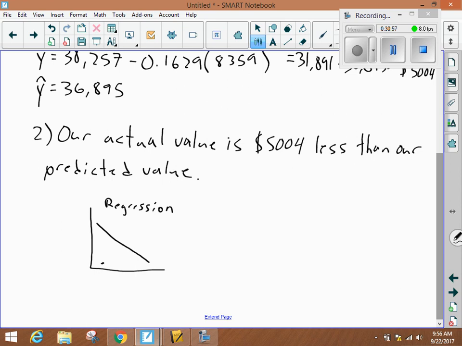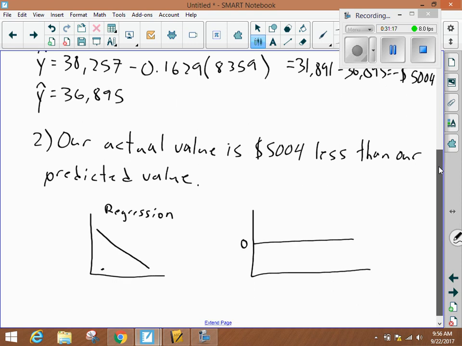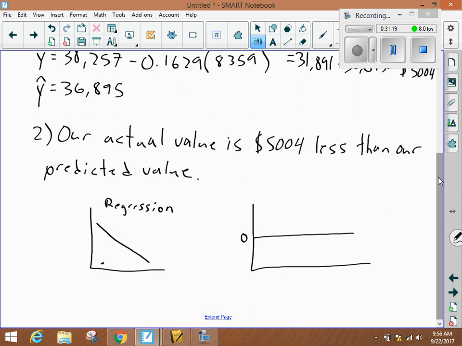But if we're looking at our residual plot, with these residual plots, we have 0 here, right? So for instance, our residual for the point 8,359 would be negative 5,004, somewhere down here, right? It would be negative. Remember, this is miles driven, and this will be our residual.